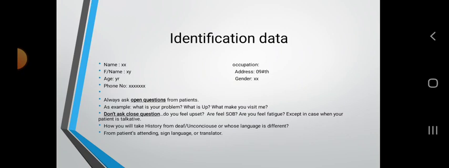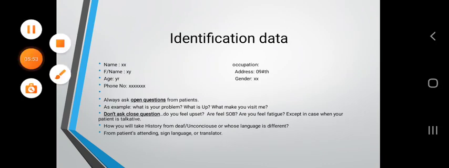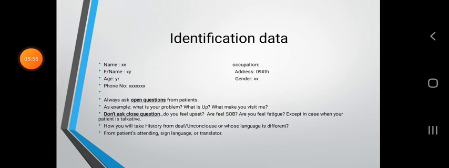Whenever a patient comes to you who doesn't understand the language, maybe a translator comes there, so you can ask through that person. So this was the identification data for the patient: first name, father name, age, occupation, address, gender, phone number, and open questions. Don't ask closed questions. So this is how to take the history of the patient.